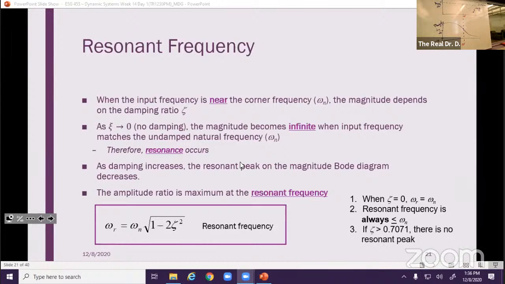But Dr. D, what if we have negative zeta? Impossible. Cannot have negative zeta. Makes no physical sense. If zeta is greater than 0.7071, there is no resonant peak. It's a magic number.